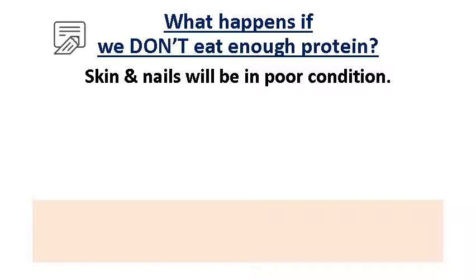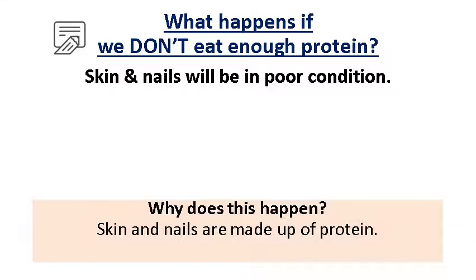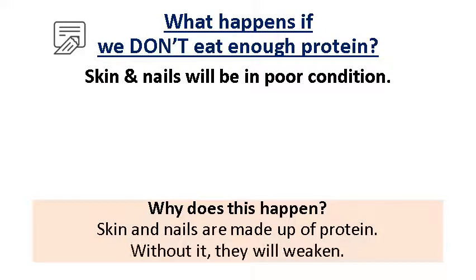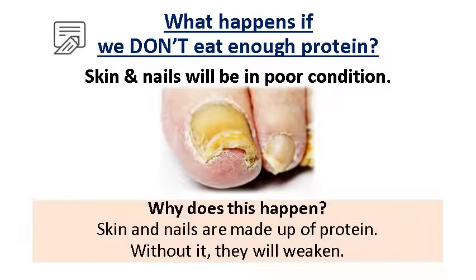So if you're deficient, what happens if you don't get enough protein? If you're deficient in protein, your skin and nails will be in poor condition. So why does this happen? Your skin and nails are made up of protein. So your hair, your skin, your nails, these are made up of a protein called keratin. And without this protein, they'll weaken. They'll start to fall apart.